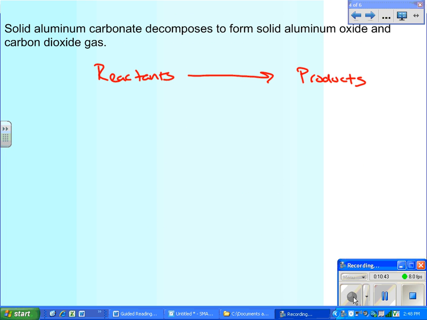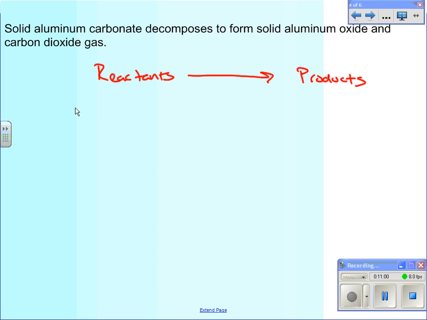Okay, let's take a look at yet another example. Solid aluminum carbonate decomposes to form solid aluminum oxide and carbon dioxide gas. You probably will need your polyatomic ion sheet for this. We're going to do aluminum carbonate in solid form, and you should be able to convince yourself, particularly after our last unit, that aluminum carbonate will exist like this.